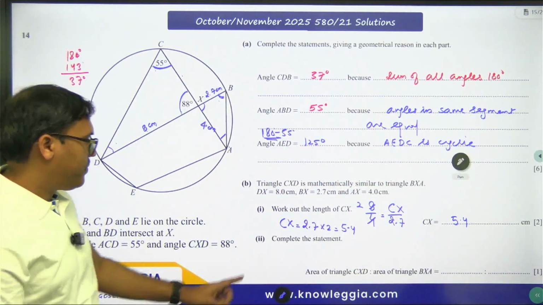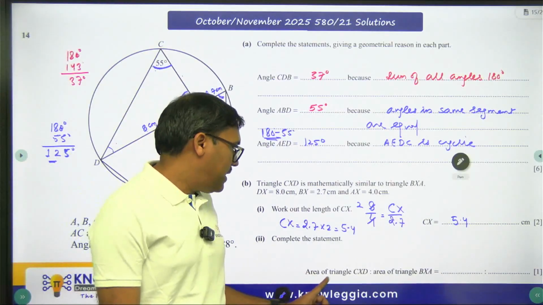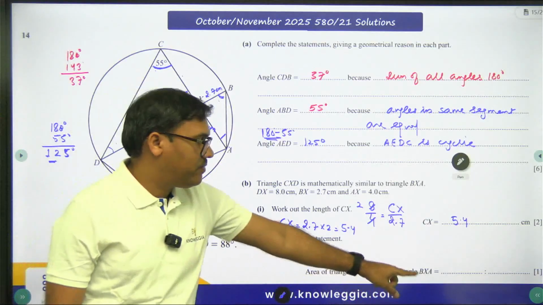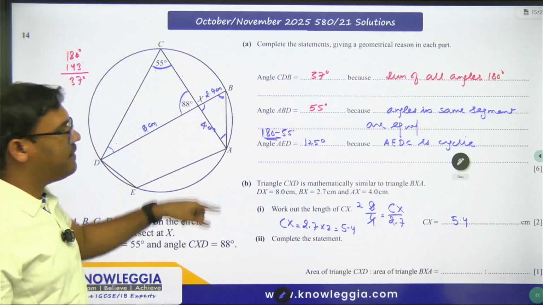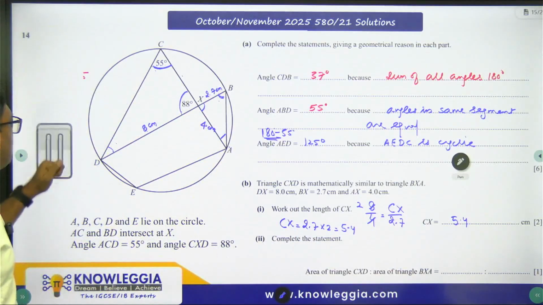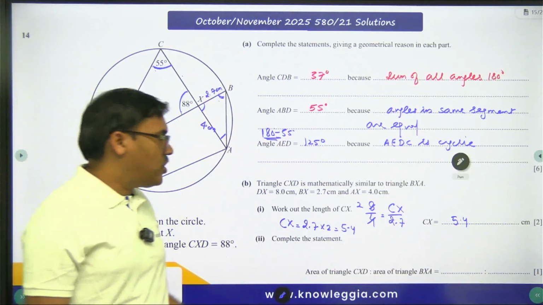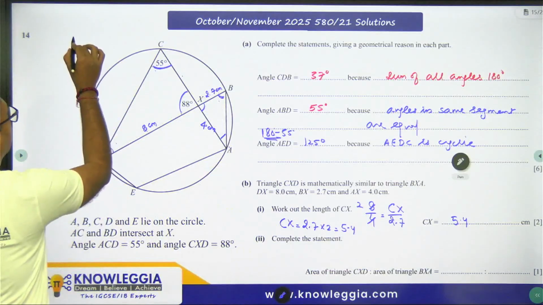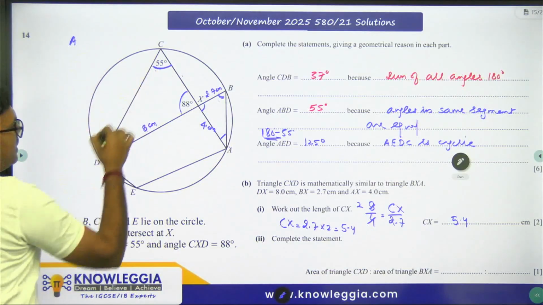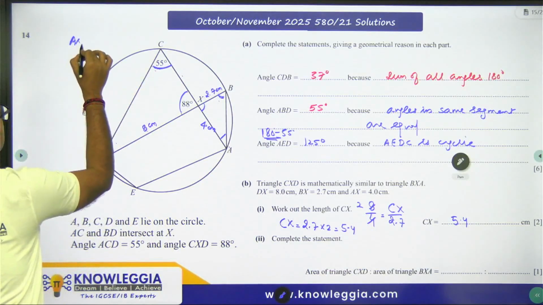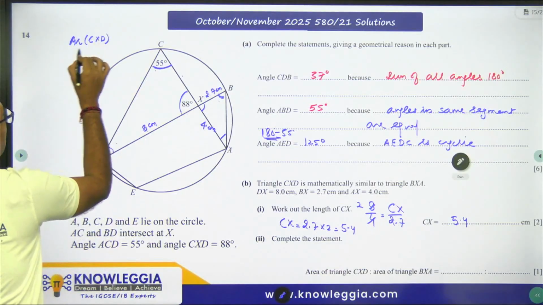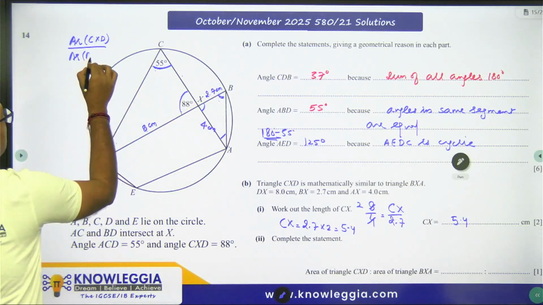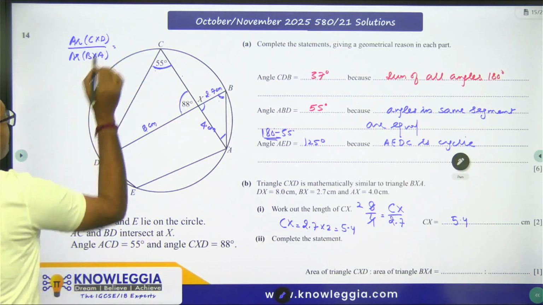Okay. Now the next question. The ratio of the area of triangle CXD to the area of triangle BXA. Now we know if two triangles are similar, the ratio of areas is the scale factor squared. So I'll write it here: area of triangle CXD by area of triangle BXA.